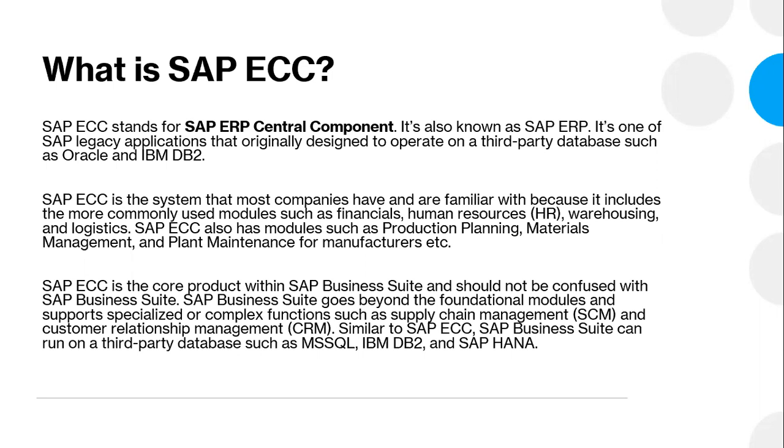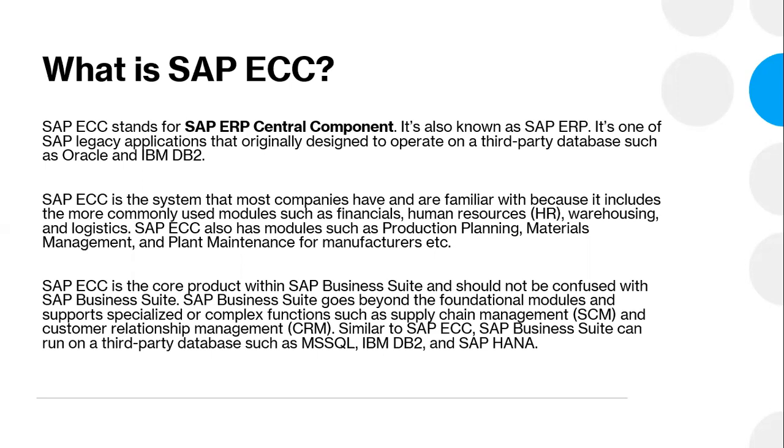So basically, ECC was designed, remember the evolution from R/3, which was able to support other databases. ECC also followed that path. So it was designed to operate on third-party databases like the Oracle database and IBM. SAP ECC is the system that most companies have, up until now, in 2022.